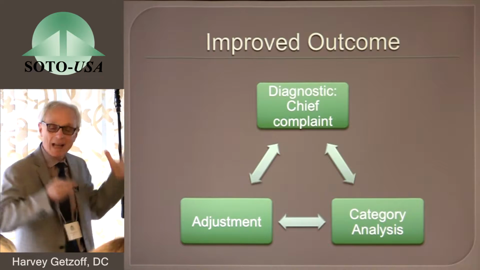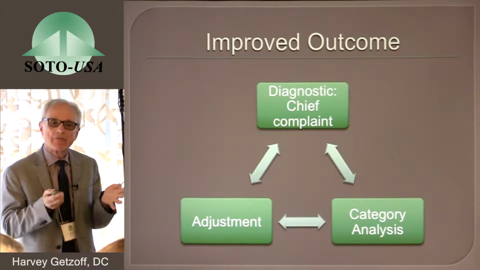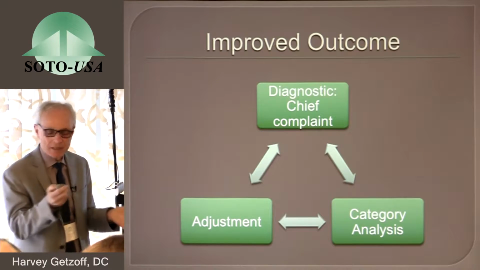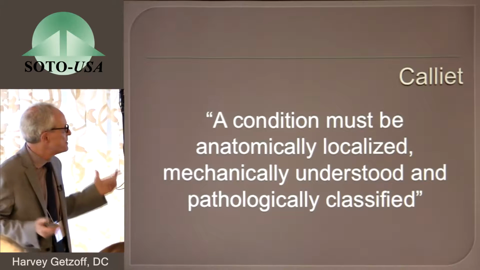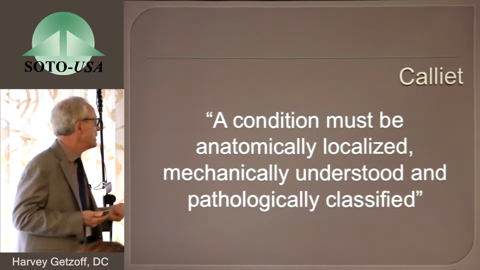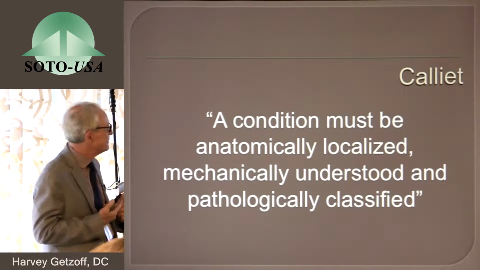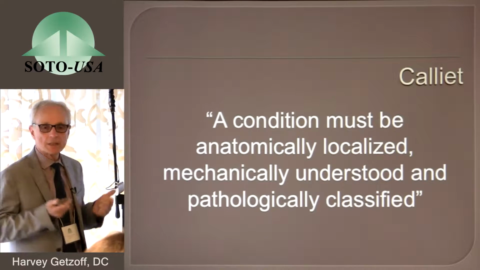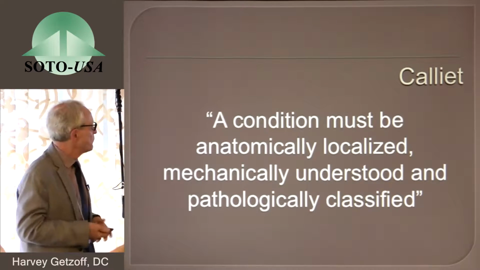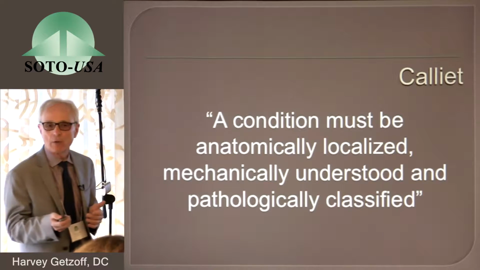We have a big advantage by having the specific need that they have within the category that they are most in need of being adjusted. Calais says it this way: a condition must be anatomically localized, mechanically understood, and pathologically classified. I think that's very succinct. We can localize specific things. Figure 8 and stair step help us. Range of motion studies are a system of getting feedback on how we're doing.